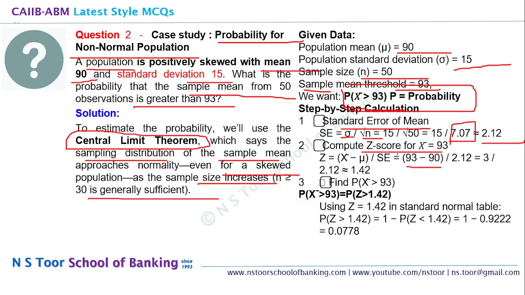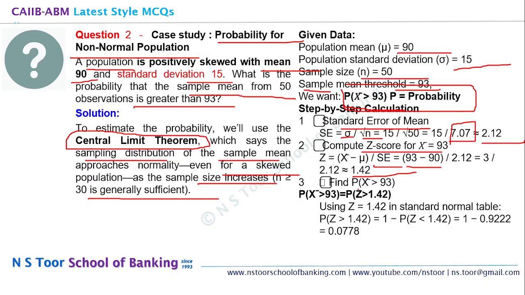How much is the standard error? We calculated it as 2.12. So 93 minus 90 is 3. 3 divided by 2.12 is equal to 1.42. So this is the Z score for X is equal to 93. The Z score when the probability is greater than 93 will be 1.42.